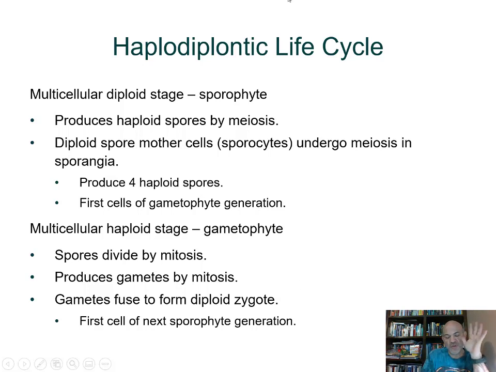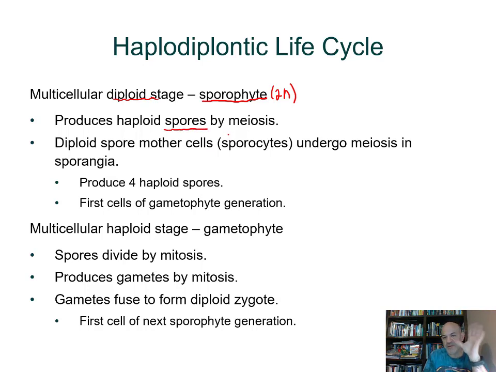And the two stages. Okay, the diploid stage is going to be referred to as the sporophyte. That's a vocabulary word you need to know. That's where all of the cells in the body of that plant are diploid, overall. Now, the sporophyte gets its name because it's going to be the plant generation that produces spores.